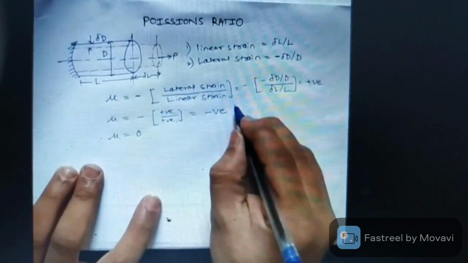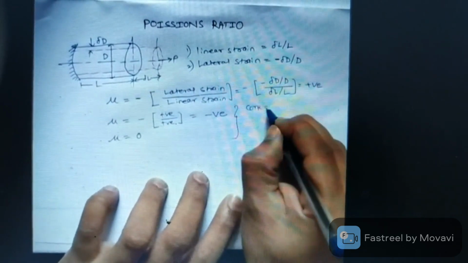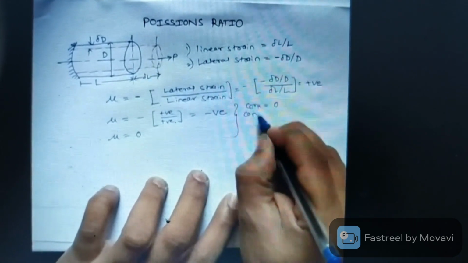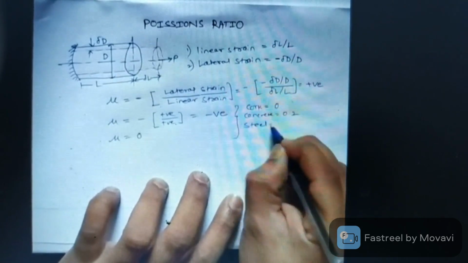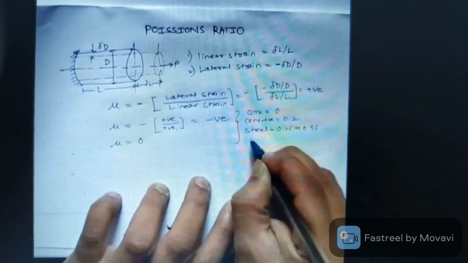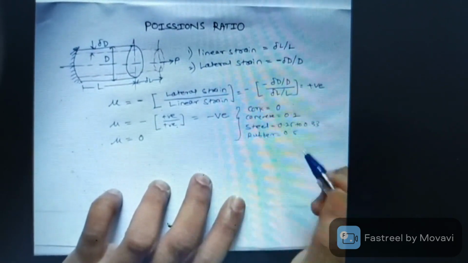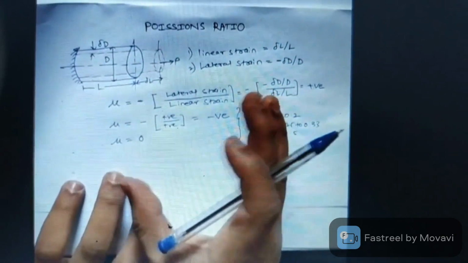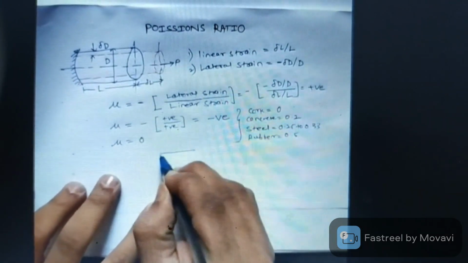For general materials, the cork material has almost 0 Poisson's ratio, concrete has nearly 0.2, steel according to the grade varies between 0.25 to 0.33, and rubber has a Poisson's ratio of 0.5. What is the physical significance of this Poisson's ratio? It is very important. Now let's consider a practical example of a pipe carrying fluid.